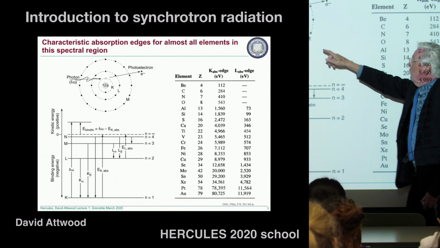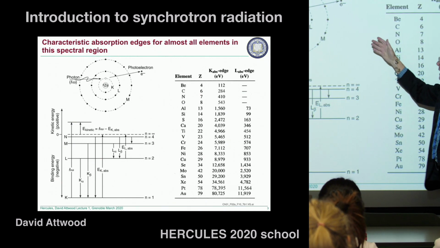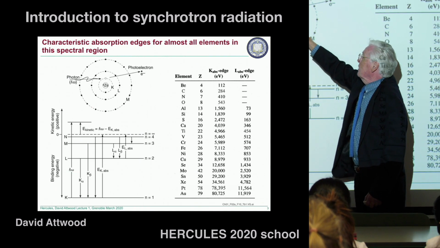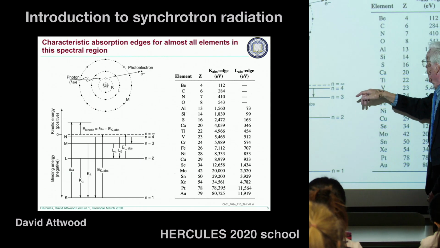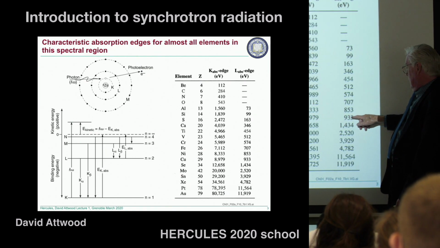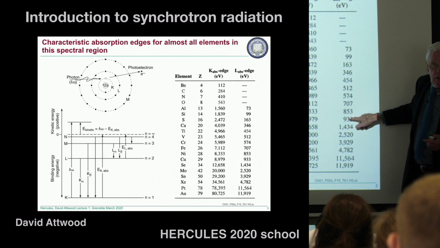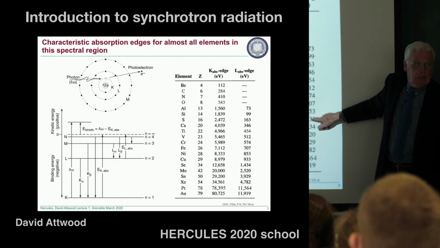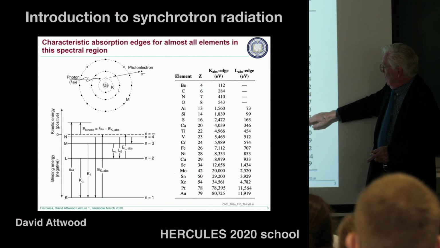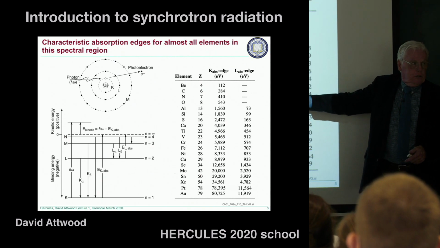To get one out from the L shell, of course, there's a lot less energy. It's not as close, so the binding is not as strong, and there's a little shielding by the inner electrons. So for copper, the binding energy is 930 something. So you can see that if you choose your photon energy, you can tune around one of these edges.